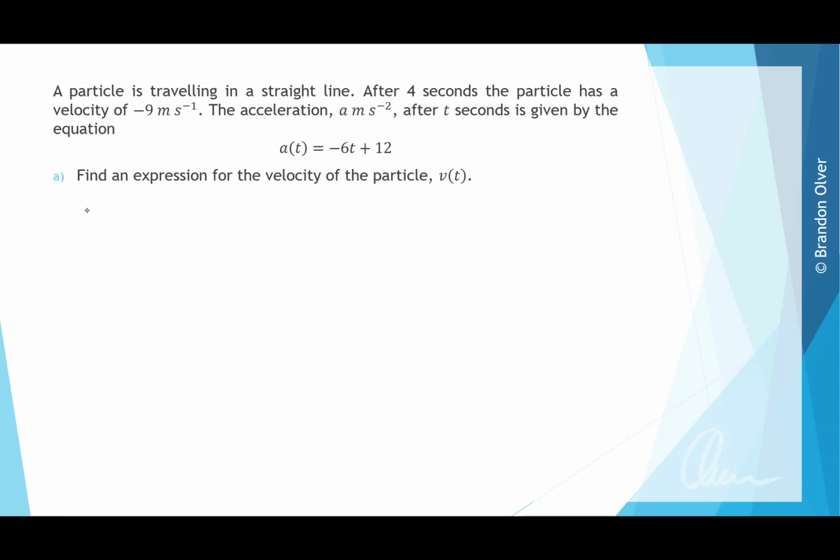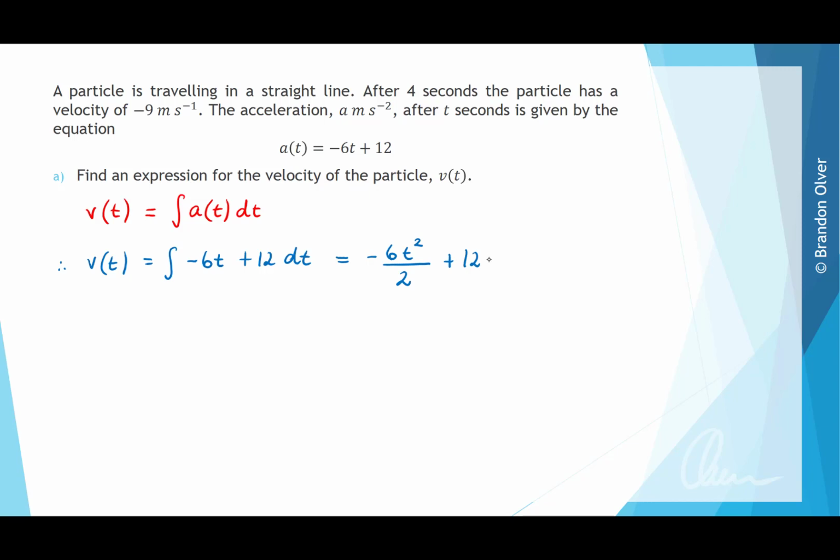So the velocity of a particle is equal to the antiderivative of the acceleration of the particle, and we anti-differentiate that with respect to t. Therefore, our expression v of t is equal to the antiderivative of -6t plus 12 with respect to t. To anti-differentiate that, we simply add 1 to the power and divide by the new power. So we're going to have -6t become t squared divided by 2, plus 12, which is the constant.